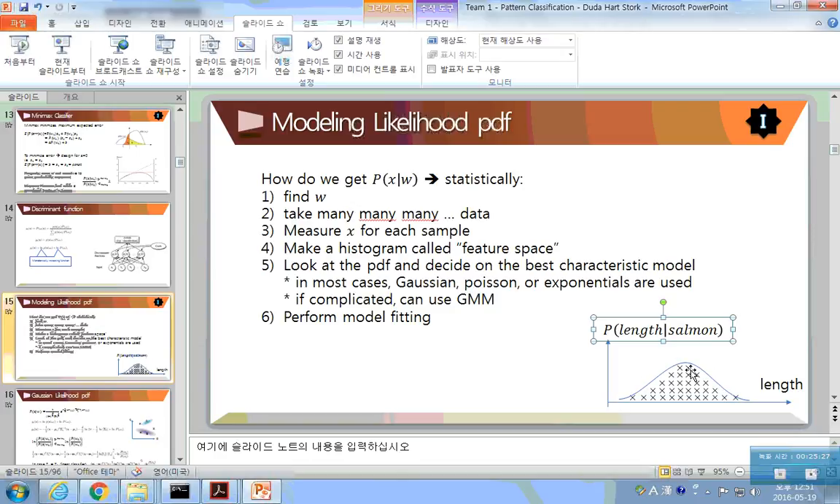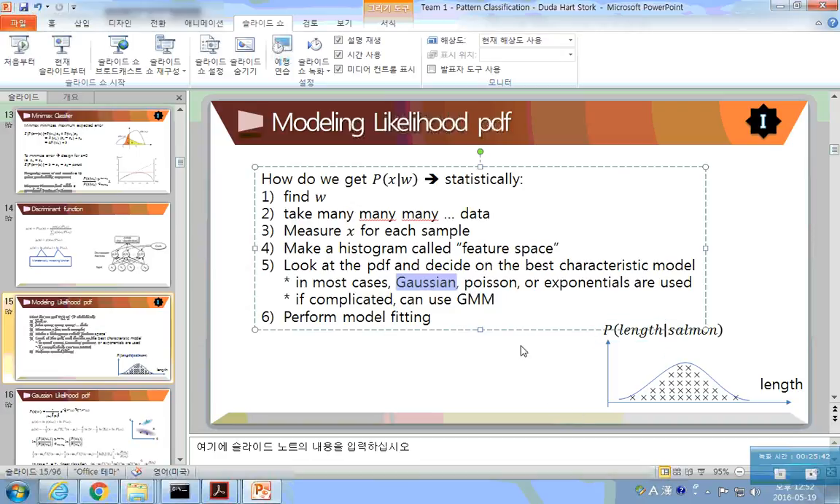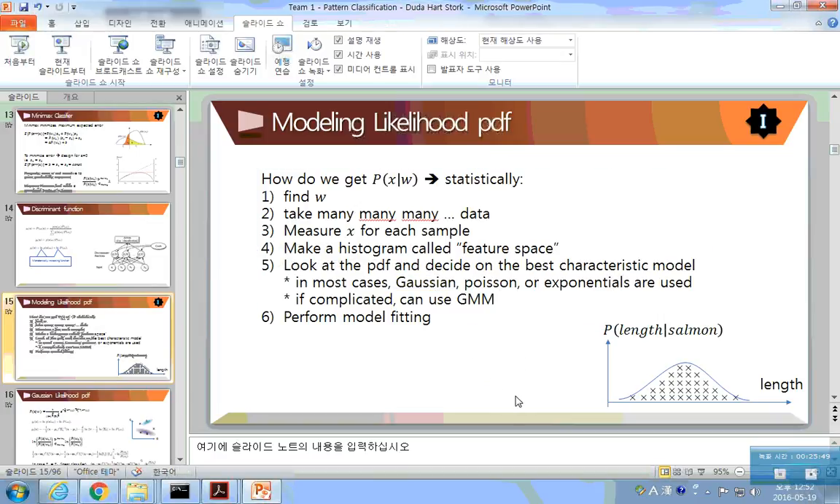This can be done by just looking at it and thinking, aha, this looks like a Gaussian, or looks like a polynomial, or a Poisson, or something. But most of the time, especially if the feature is discriminant, is a good feature, it turns out to be a Gaussian 99% of the time. Sometimes we use a Poisson or an exponential. But if the number of samples is large, it will turn out to be Gaussian. Exactly. The central limit theorem guarantees that if it's a good feature and we have enough data, it will turn out to be a Gaussian.